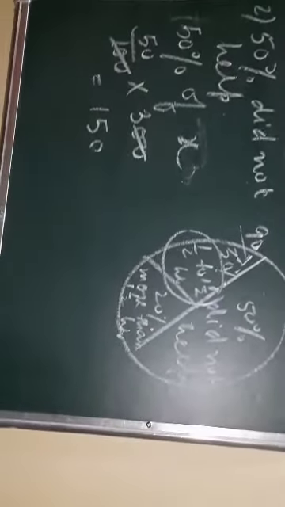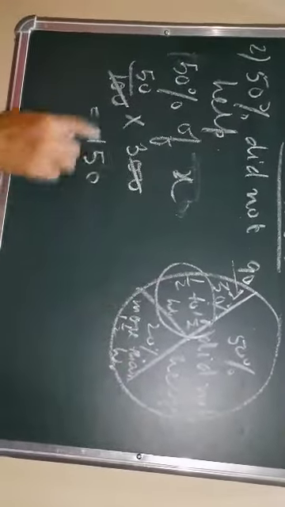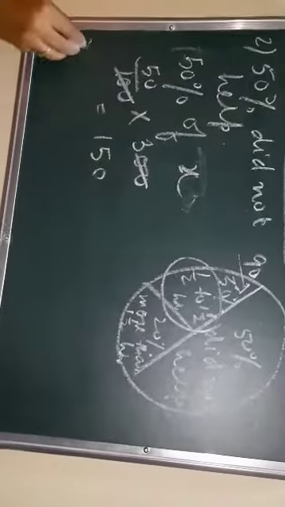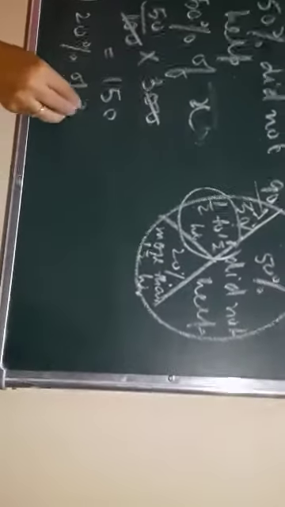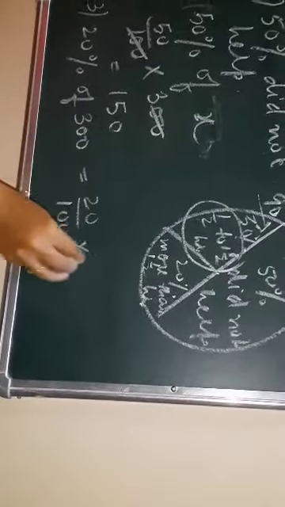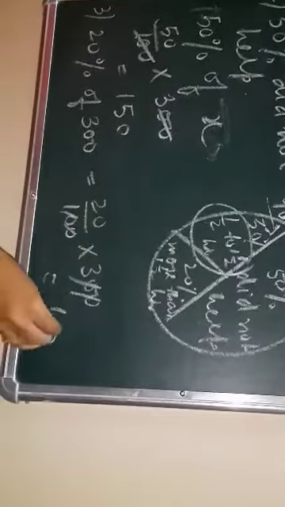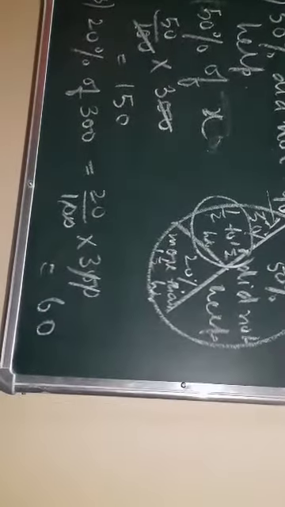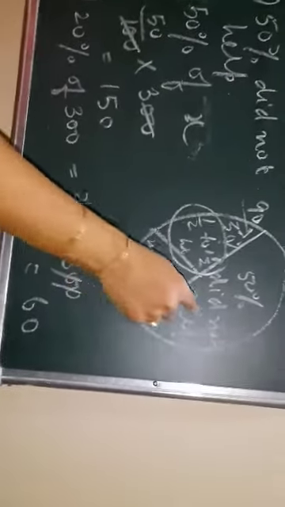Next is how many said that they helped for more than 1.5 hours. For more than 1.5 hours, how many are there? 20%. So we will find 20% of x. It will be 20% of 300, which will be 20 upon 100 into 300. So again do the cuttings. It will be 60. So 60 parents are there who devoted more than 1.5 hours.